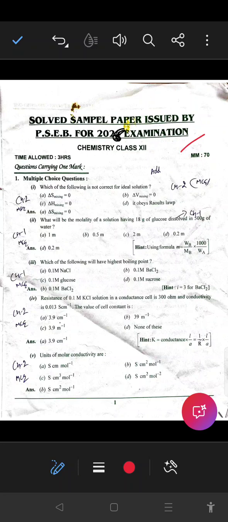Hello dear students, today we are going to discuss the pre-board examination for the chemistry subject, class plus 2. As we know, pre-board examination dates have been declared by Punjab School Education Board. So due to that we are going to discuss the Punjab School Education Board sample paper.